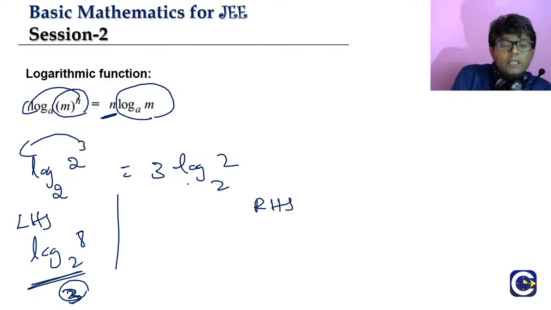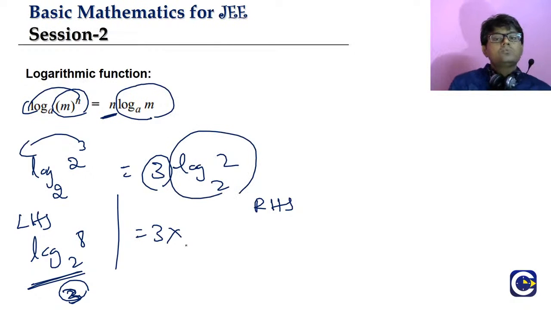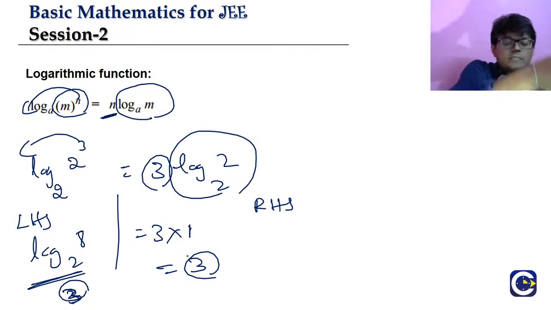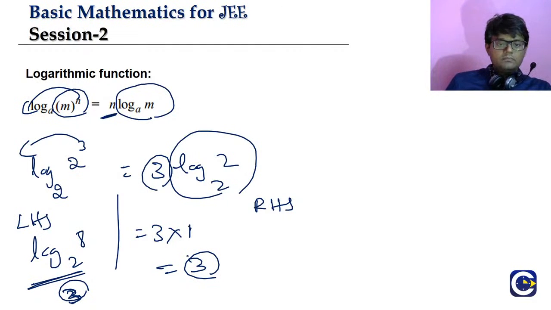What are we having in the RHS part? 3 into log 2 to the base 2. What is the log of any number to the base same number? 1. Which means what is RHS? 3. LHS is 3, RHS is 3. Both are satisfied. So what is the property? Log of m to the power n to base a, the power will just come in front of the logarithm. Okay, so this is about the third property.